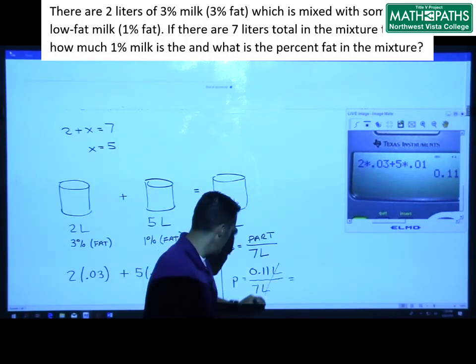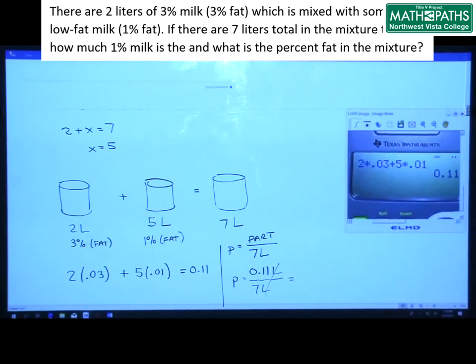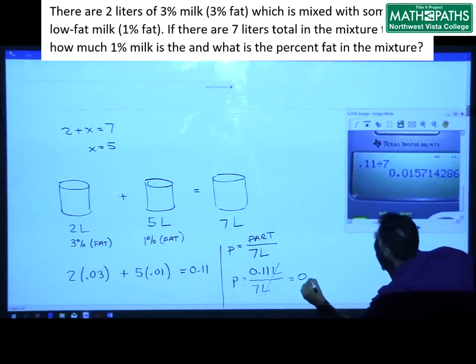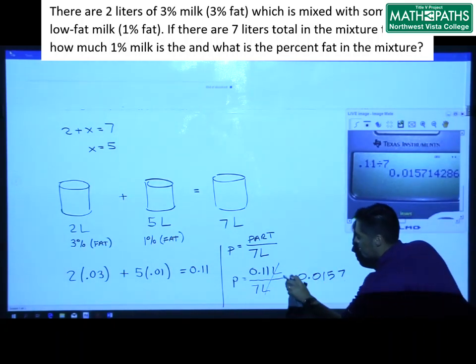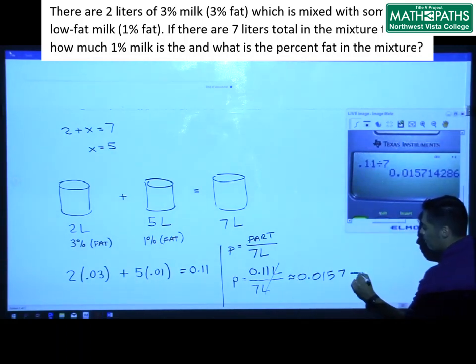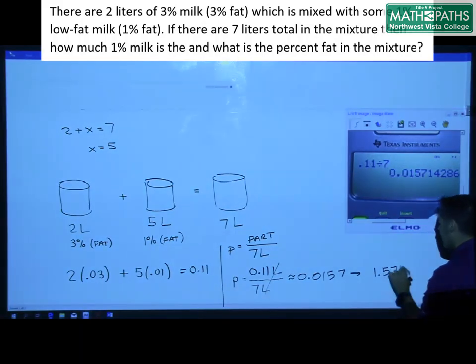Again, units will cancel. I'll go to my calculator. I'm going to take 0.11 divided by 7, and we get 0.0157. I'm going to, again, stop here, so I'm going to approximate this. And then converting that over to a percentage, we get 1.57%.